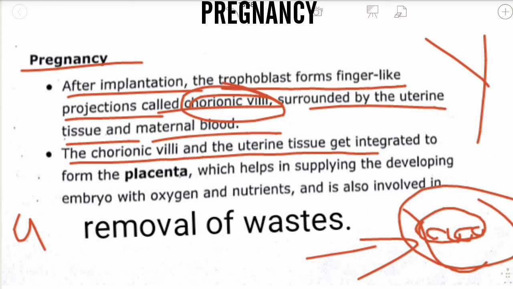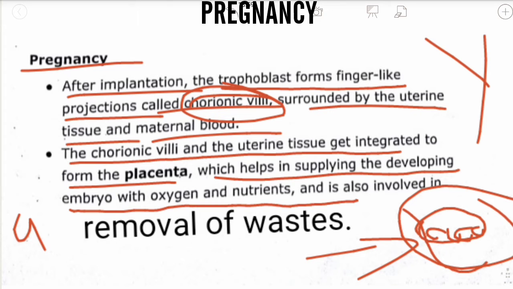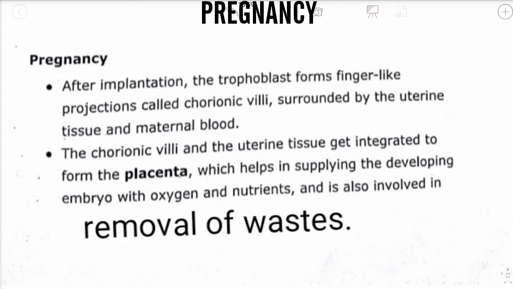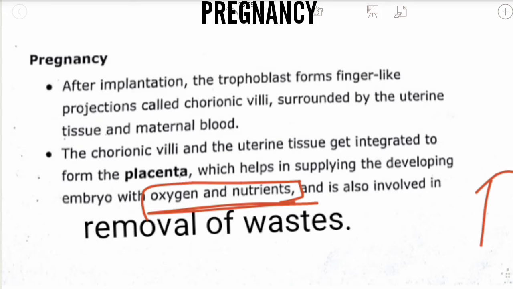The chorionic villi and the uterine tissue get integrated to form the placenta, which helps in supplying the developing embryo with oxygen and nutrition and is also involved in the removal of waste. We have already heard the name placenta; in the last year, we learnt about it. This placenta helps in supplying oxygen and nutrients to the developing embryo. It also mainly helps in the removal of waste.